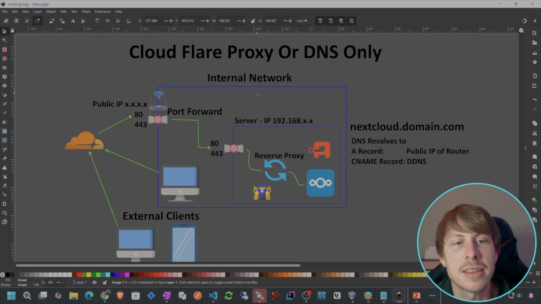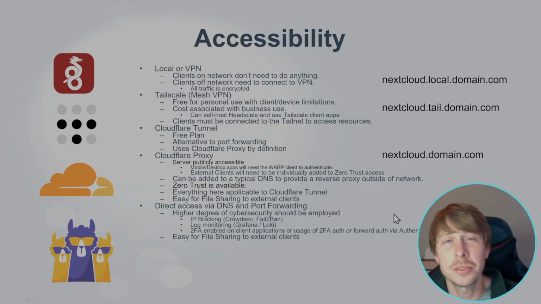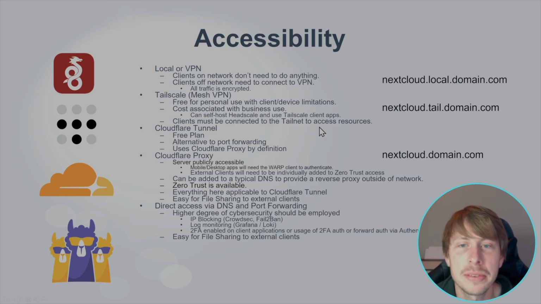So I'll just show you that diagram real quick, where now we have all of our clients going through our router, and then the router port forwards to our server. The reverse proxy is going to handle that request. And then now we can add in some additional authentication with Authentik and have a little bit more security with CrowdSec. So those are really our accessibility options.